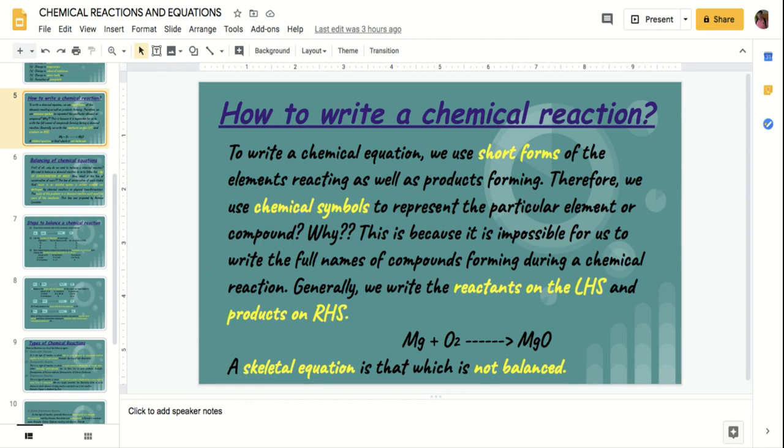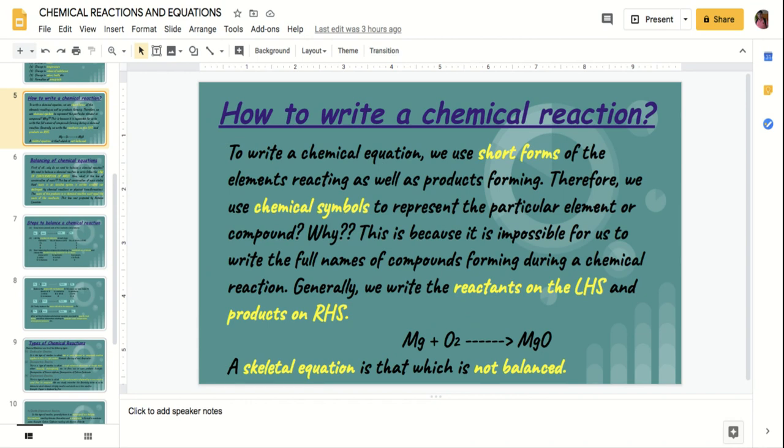So generally, to shorten the process, we humans are very much lazy. We don't at all like to write the whole reactions and the whole equations and whole names of the compounds reacting all the time. So we have already chosen certain small and short forms of the compounds, so that it is easier for us to memorize those, and it is also easier for us to represent them in the reaction form. To write a chemical equation, we use short forms of the elements reacting as well as products forming. Therefore, we use chemical symbols to represent the particular element or compound.